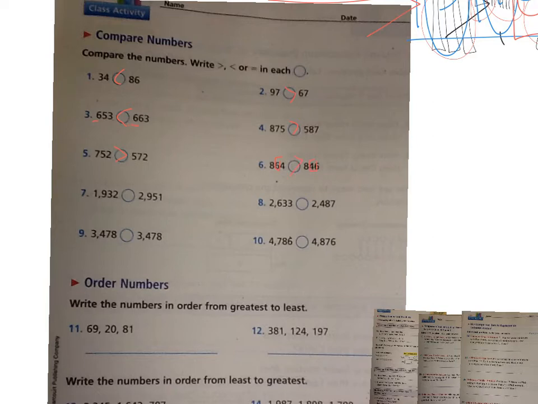Here we have a 1 in the thousands place and a 2 in the thousands place, sorry. Number 8, they each have 2's in the thousands place. Then in the hundreds place there's a 6 here and a 4 there.